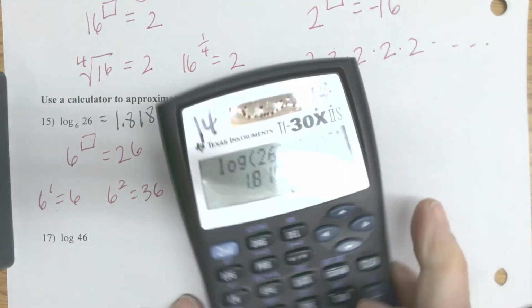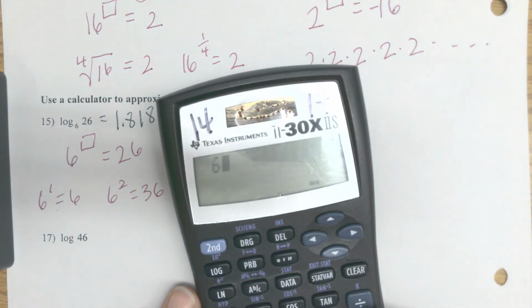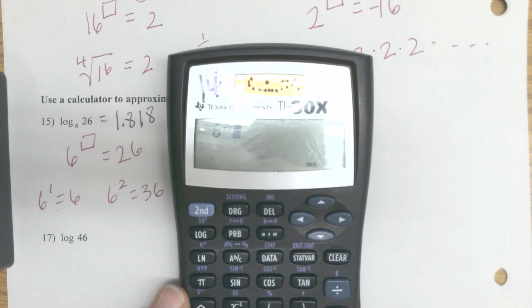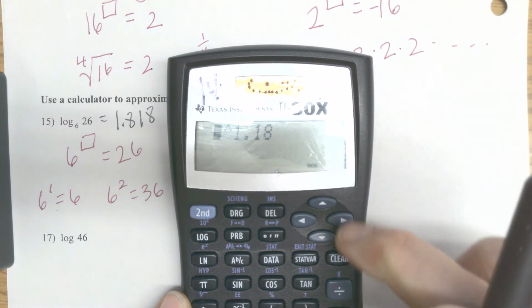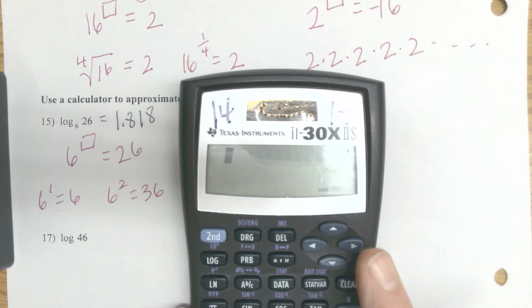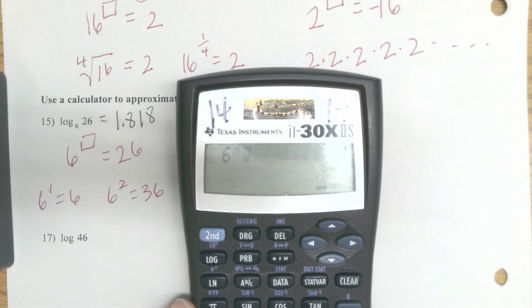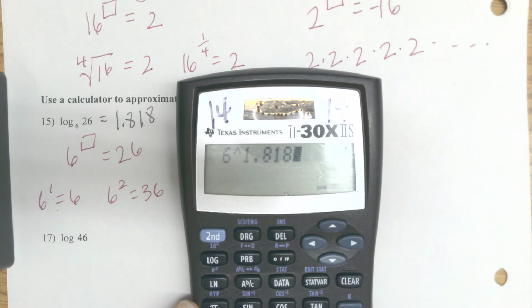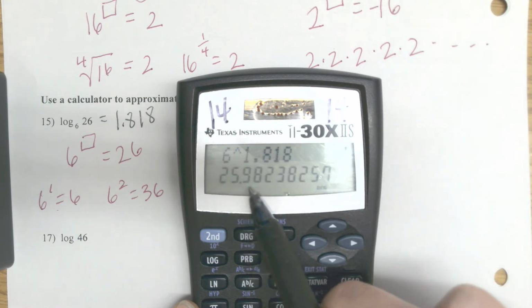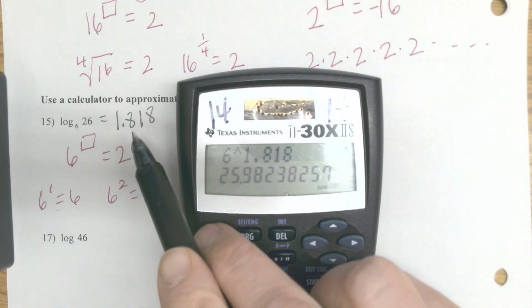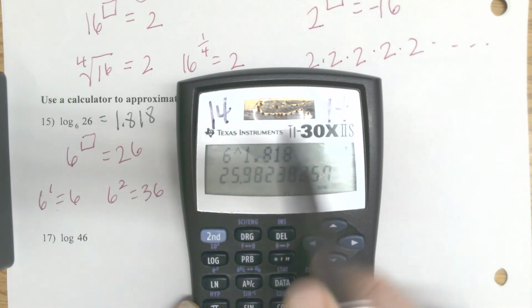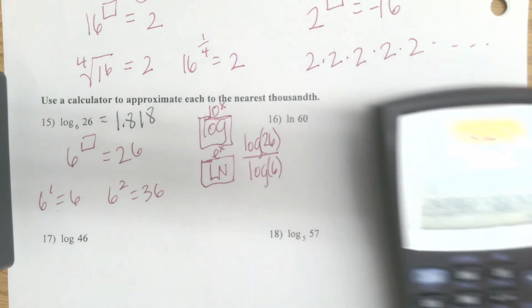1.818. So that means if I take 6 and raise it to the 1.818 power, I should get something very close to, oops, I hit it wrong. My calculator sometimes has sticky keys. So if I take 6 raised to the 1.818 power, I should get something really close to 26. Now, of course, it's going to be off because I rounded it a little bit. The more accurate I keep it, the closer to 26 I'm going to get.